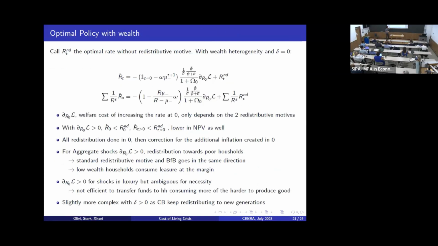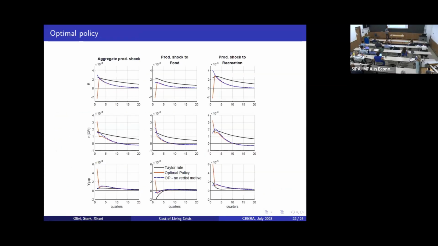When you have a distribution, you have additional terms, so that you, in addition, want to redistribute to households that earn more, and you do that mostly in the first period. That's really just the solution for optimal policy in that case. You see that for a shock to food, in the first period, you're going to decrease the interest rates to redistribute to households, and after that, you're going to have a negative output gap to partially reduce distortion in the CPI index. And then there is a bit of overshooting, but this part is basically dealing with the trade-off between stabilizing the output gap and stabilizing CPI.